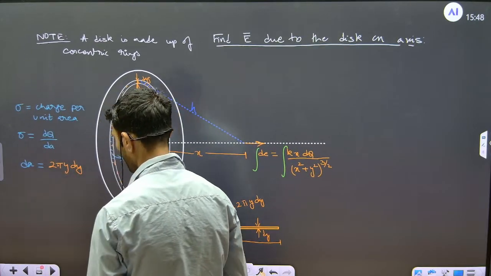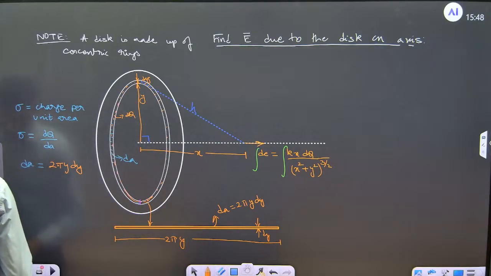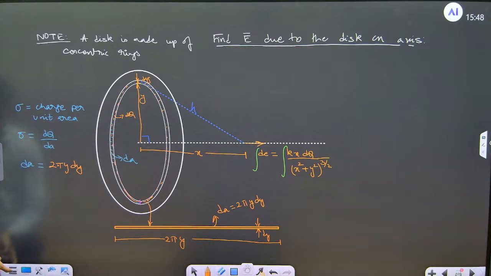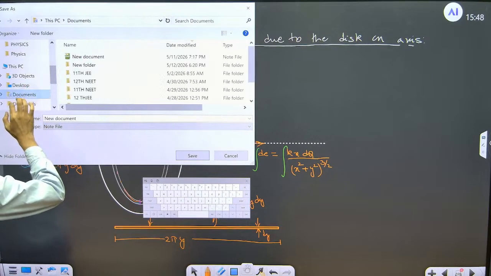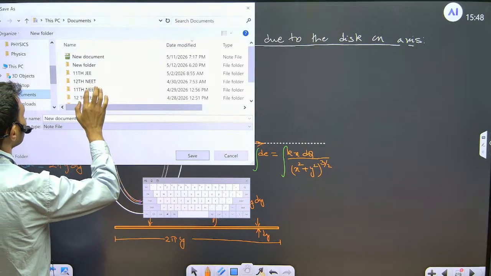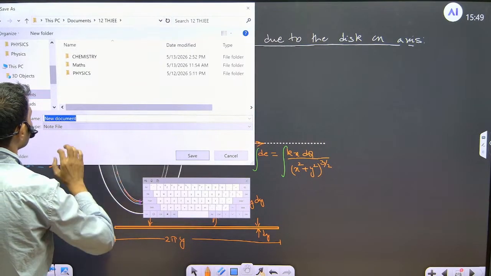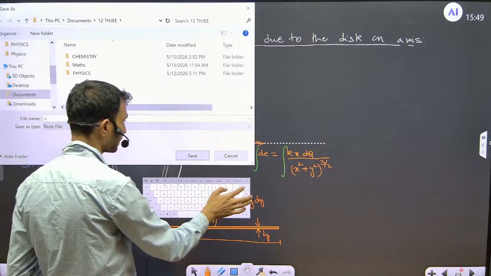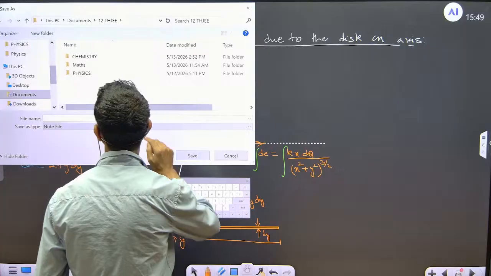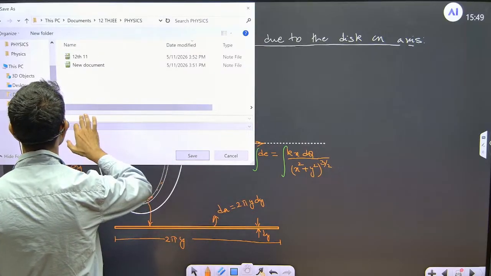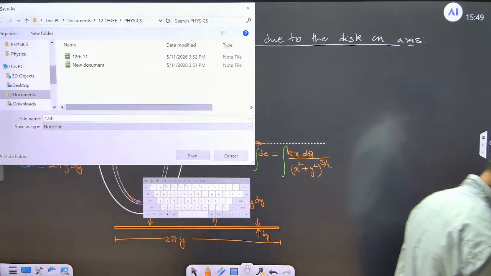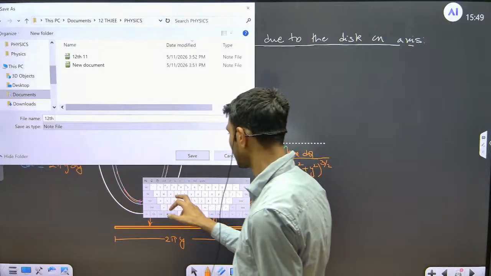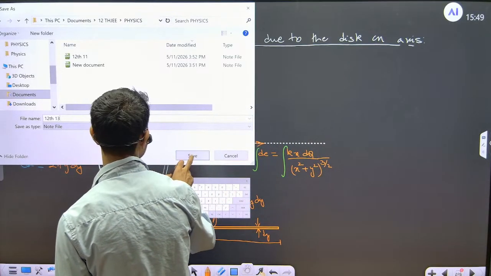Now there's a lot to go about this, so we'll do the rest of the derivation in the next class. I'll save this page. We'll do it in the next class. Save as in the desktop document, 12th JEE physics. It will be 12. Today date is 13. Save it as 13. Save.